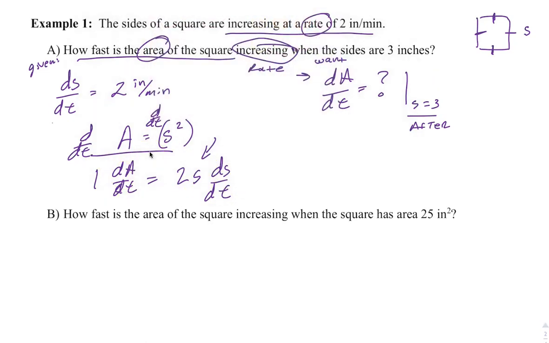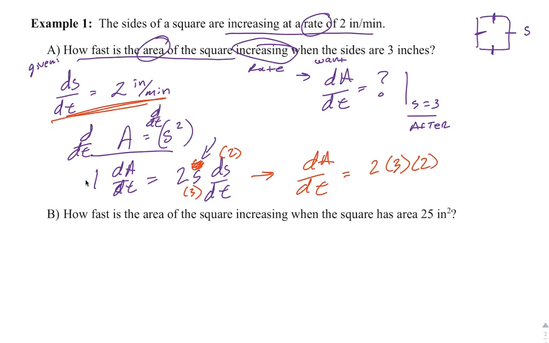I have ds/dt is 2 inches per minute. I almost plugged it in for the wrong thing. It goes here. I have s is 3 inches, so that goes in for s. And I'm looking for dA/dt. So dA/dt equals 2 times 3 times 2, also known as 6 times 2, which is 12. Now I have to have my units.